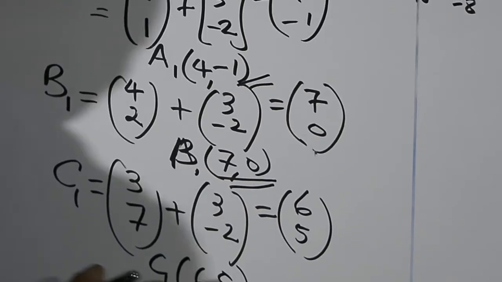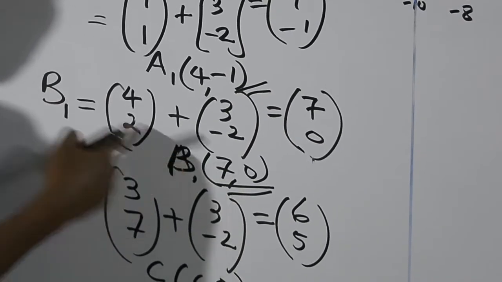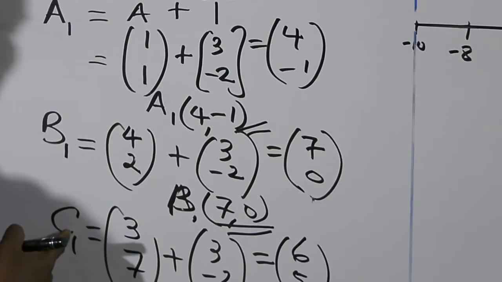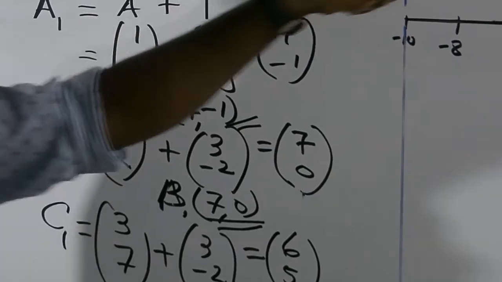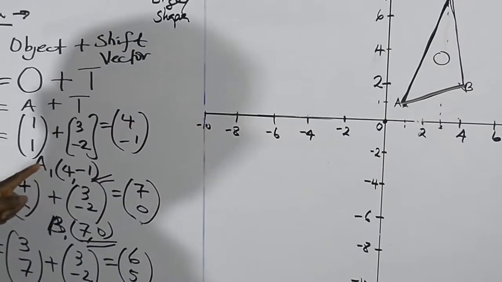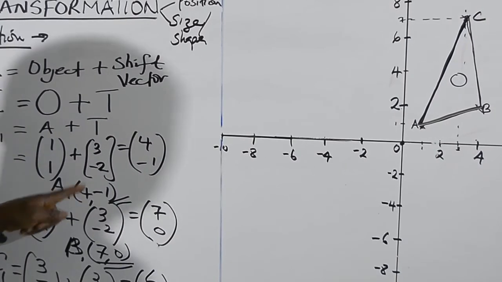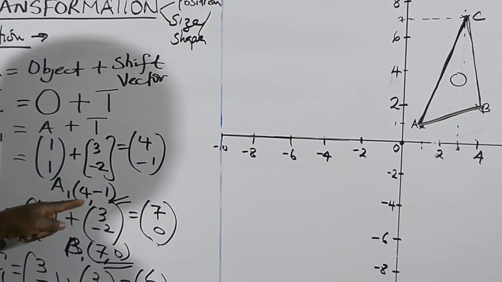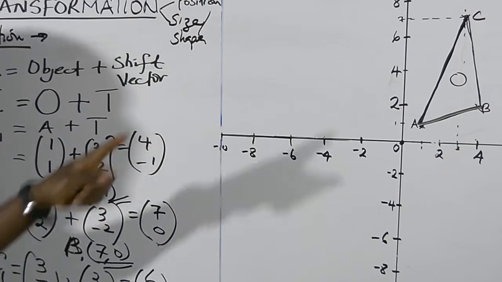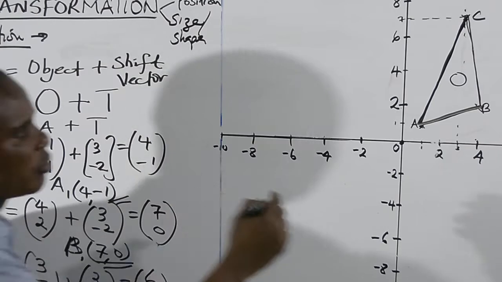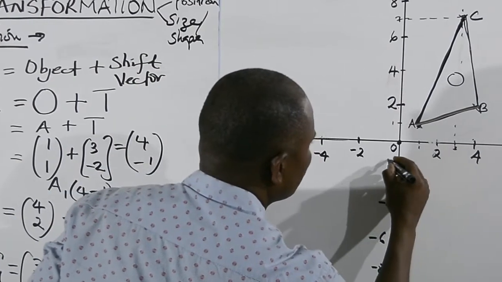So now this is the image. This is the image of the object B, this is the image of the object A, and this is the image of C. When it is there, that is the object. Now it has been shifted by this vector to a position here. So A has been shifted by the vector, and this is the new position of A. Now we want to see from the diagram how it is being pushed. So (4, -1) is somewhere here.